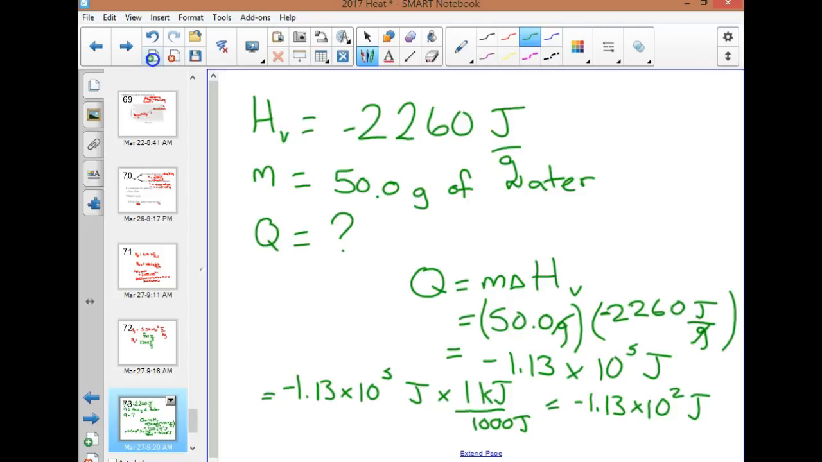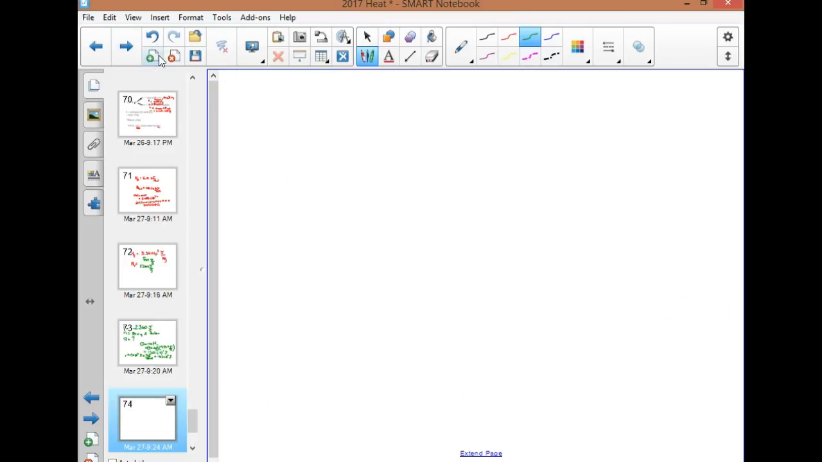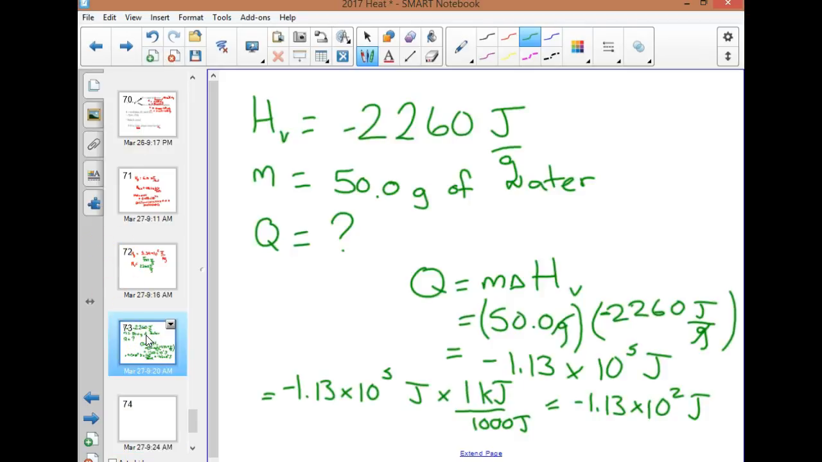What is on the bottom? Can you go back a slide? Miss Patterson? I'm going back. How come it's in joules in the very last answer? Because this is in joules. No, on the bottom it's supposed to be kilojoules. Oh, pardon. Oh, you're good. Joules divided by joules is 1. Thank you.